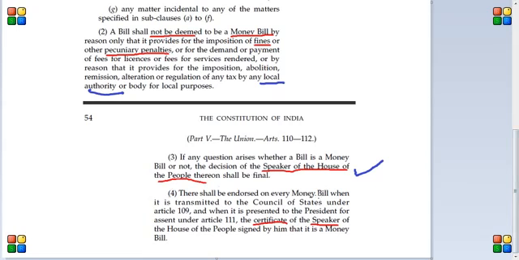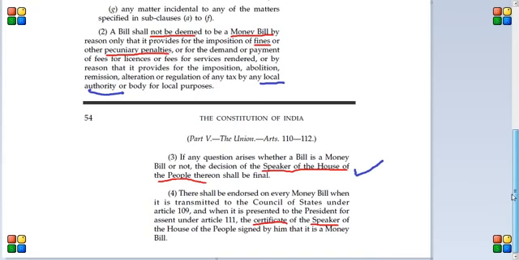Next, 4, there shall be endorsed on every money bill when it is transmitted to the Council of States under Article 109, and when it is presented to the President for assent under Article 111, the certificate of the Speaker of the House of the People signed by him that it is a money bill. Same thing again, while sending it to the Council of States, that is Rajya Sabha, the Speaker should say that it is a money bill. And also the same to the President, while sending it for presidential assent, it should be mentioned that it's a money bill. That's because other bills can be sent back by the President, but a money bill cannot be sent back by the President.